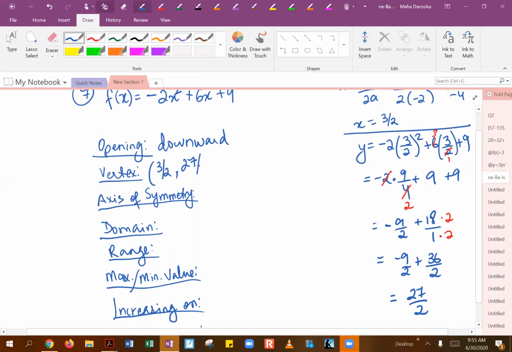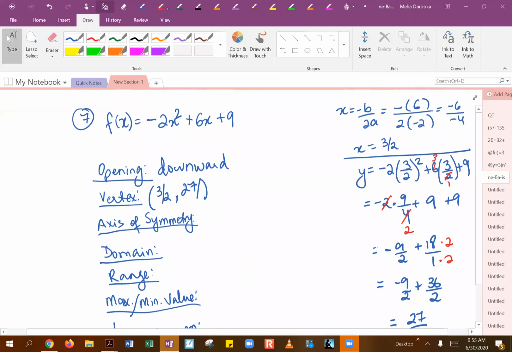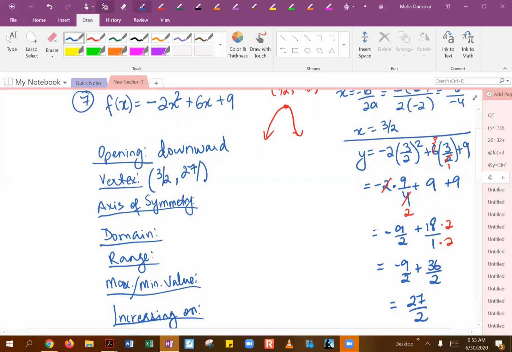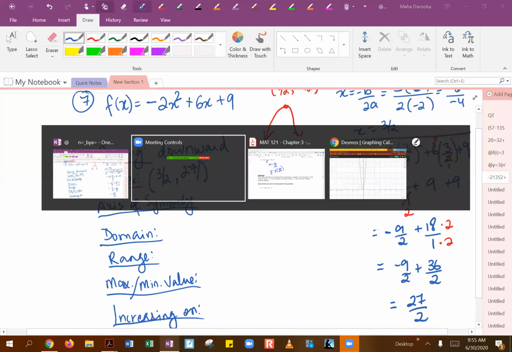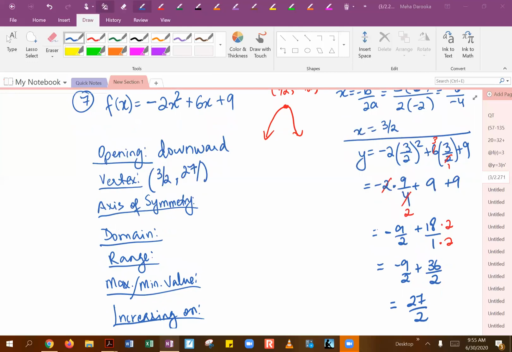Now that you have your vertex, we know our parabola is opening downwards. We'll see how that changes some of these characteristics. So again, just to give us a brief idea on the graph itself, we can do a rough sketch of our parabola opening downwards. Our vertex is at 3/2 and 27/2. So what can you tell me about the axis of symmetry in this case?